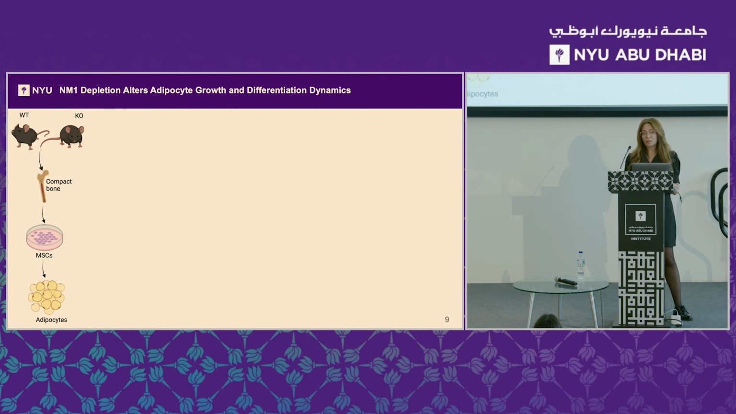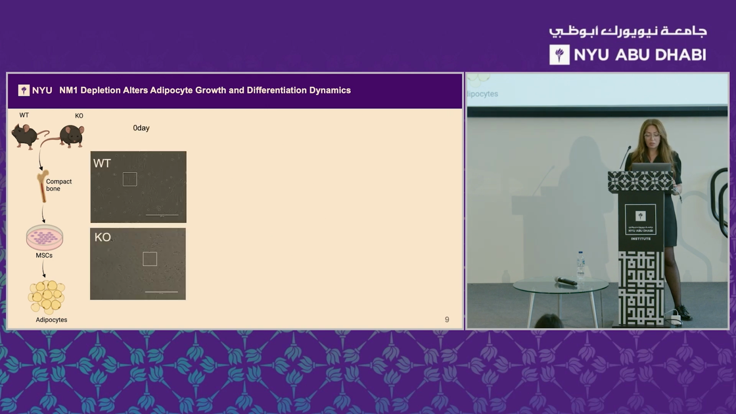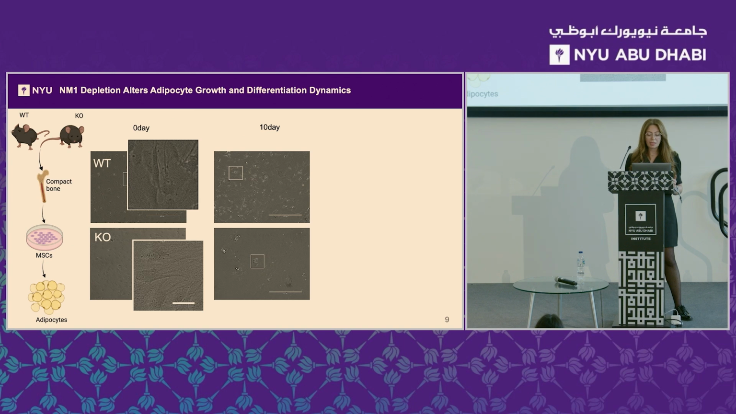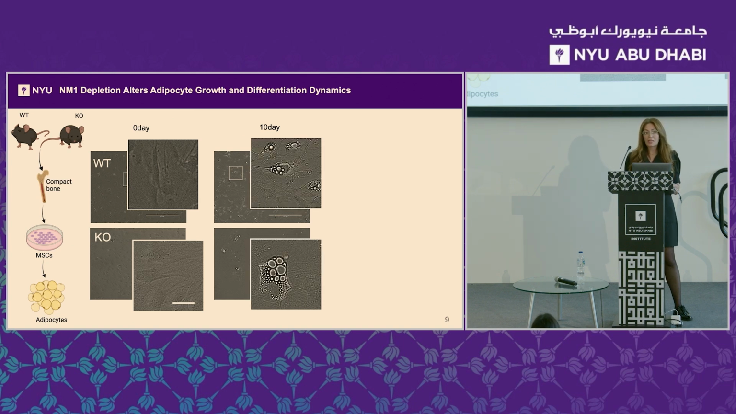So we isolated mesenchymal stem cells, which are basically multipotent stem cells, and they can differentiate to some other cell type. And we took those mesenchymal stem cells from compact bone. We differentiated them to adipocytes, and we noticed that when they are mesenchymal stem cells on day 0, they don't look very different between knockout and wild type. But after 10 days, which is the earliest stage of differentiation, we noticed that the cells that committed to adipocytes are significantly bigger compared to wild type.